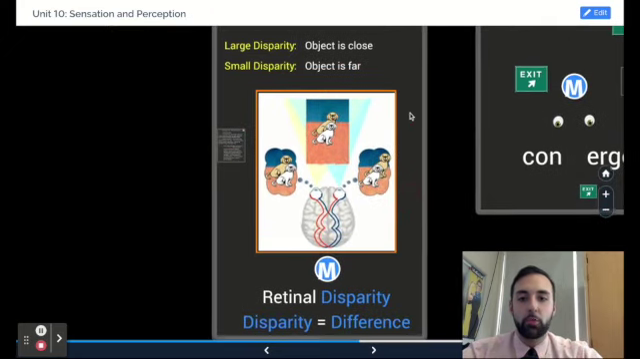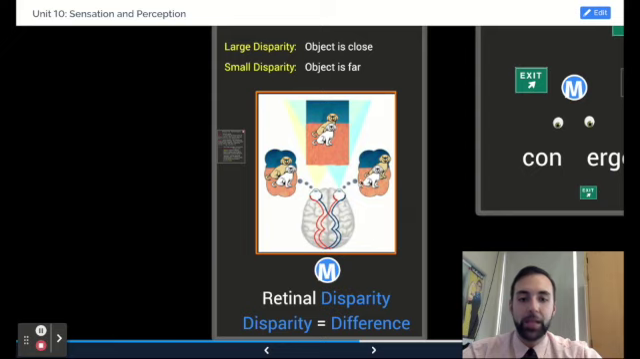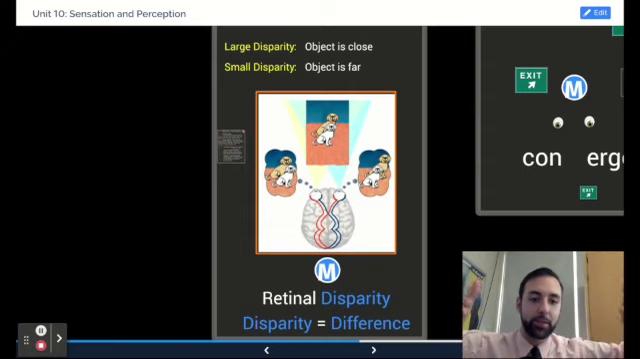We call this concept retinal disparity, that each eye gets a slightly different view, a slightly different angle on anything that you're looking at. Our brain is responsible for combining those 2 images. But in doing so, our brain is also able to determine how far away an object is, because if you get 2 very different images, the object must be right in front of you because your eyes get such different angles.